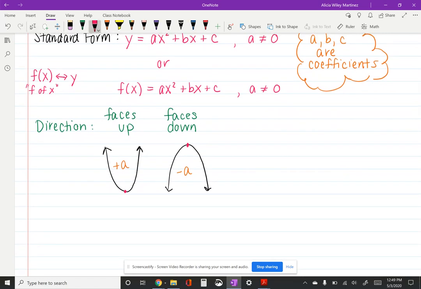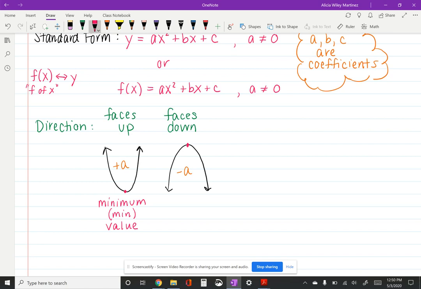If the graph faces up, it's going to have what we call a minimum, or min, value. It's often abbreviated as just min, meaning that it's going to have a lowest value. So minimum being it's going to have a lowest point. But it's not going to have a maximum value because it's going to go up forever.